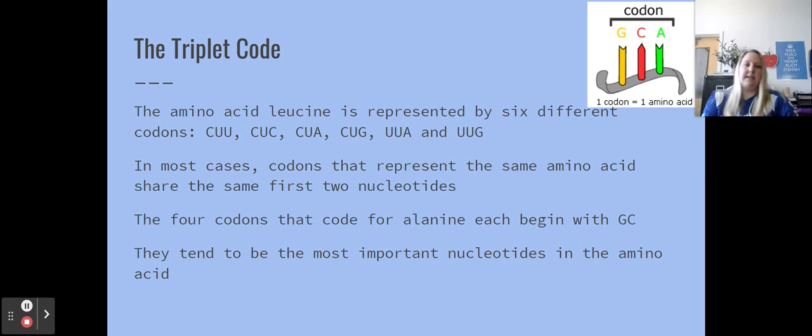The amino acid leucine is represented by 6 different codons: CUU, CUC, CUA, CUG, UUA, and UUG. In most cases, codons that represent the same amino acid have the same first 2 letters. The 4 codons that code for alanine, which is another amino acid, all begin with G and C. The first two letters tend to be the most important in the codon because that third letter is considered something called a wobble.